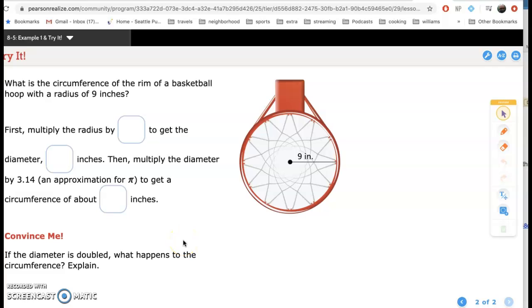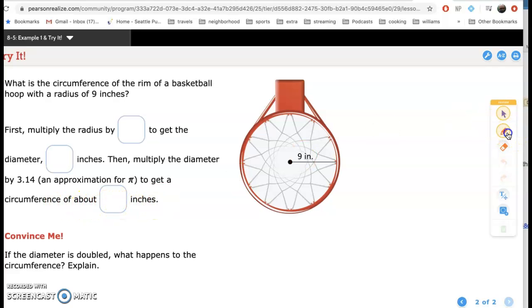Okay, I'm going to read the problem first, and then we'll try to work our way through it. What is the circumference of the rim of a basketball hoop with a radius of 9 inches? First, multiply the radius by blank to get the diameter, blank inches. Then multiply the diameter by 3.14, an approximation for pi, to get the circumference of about blank inches.